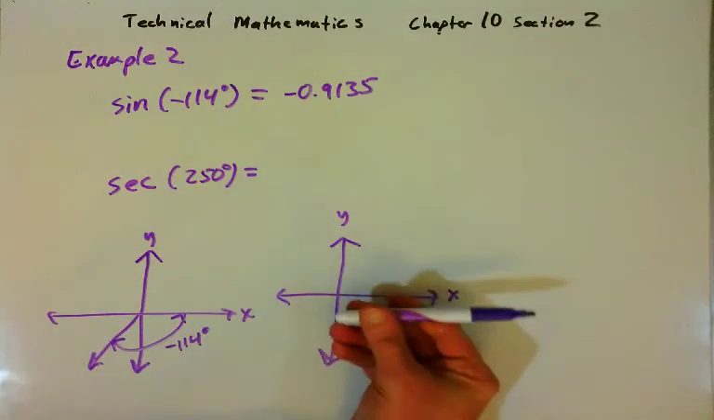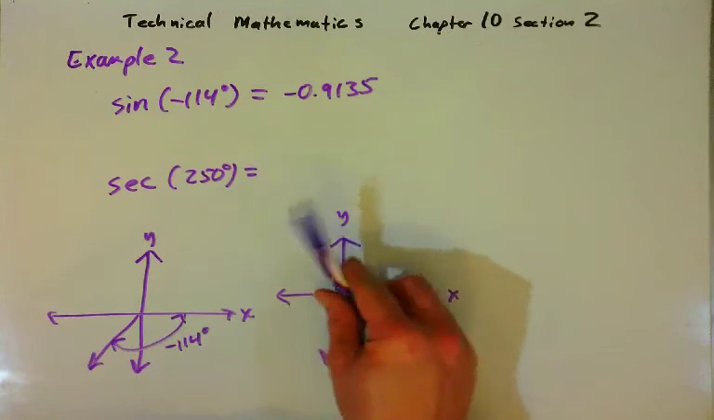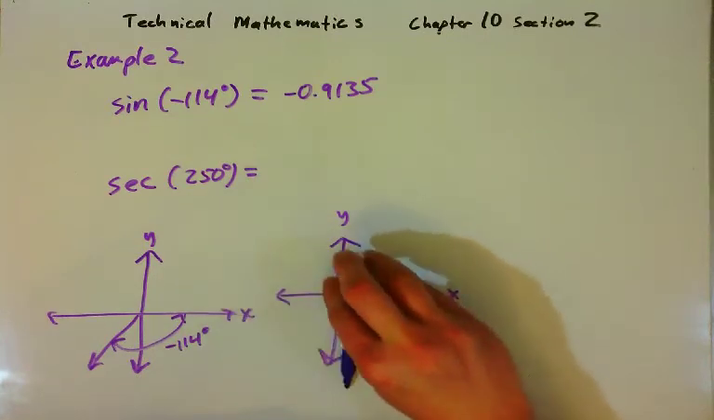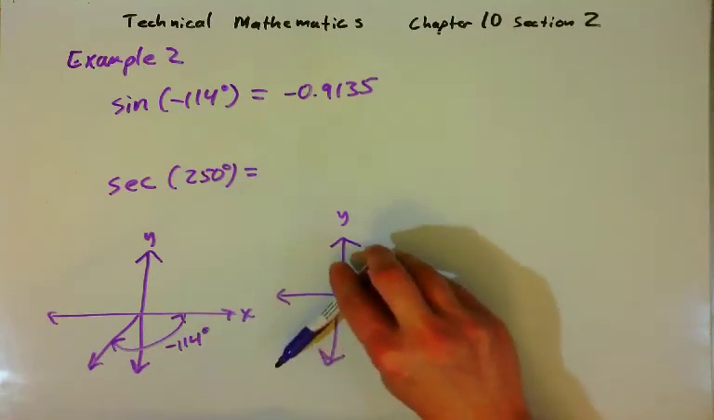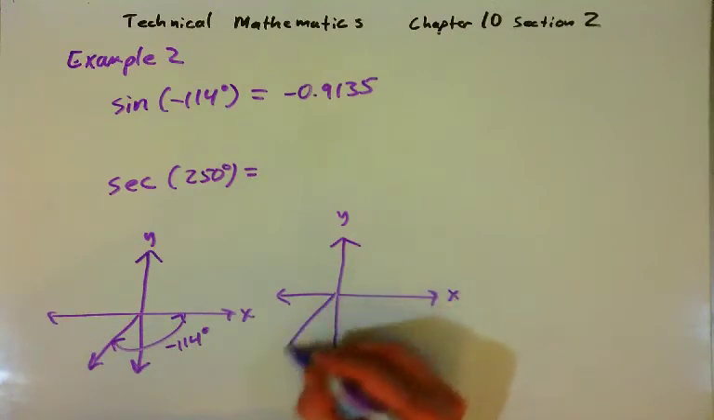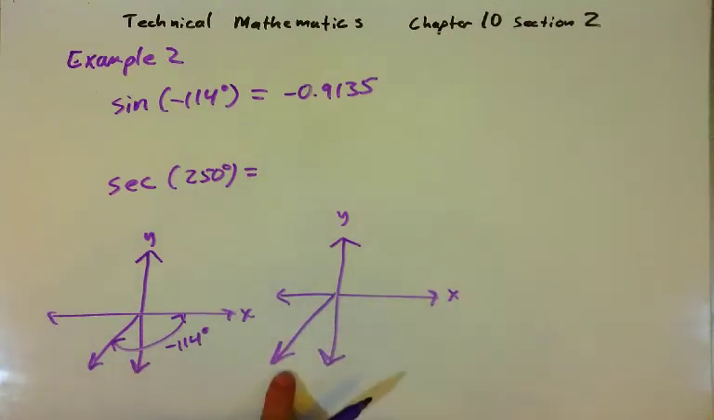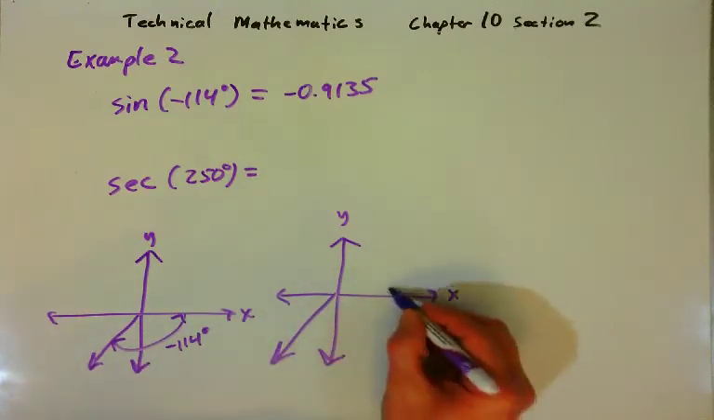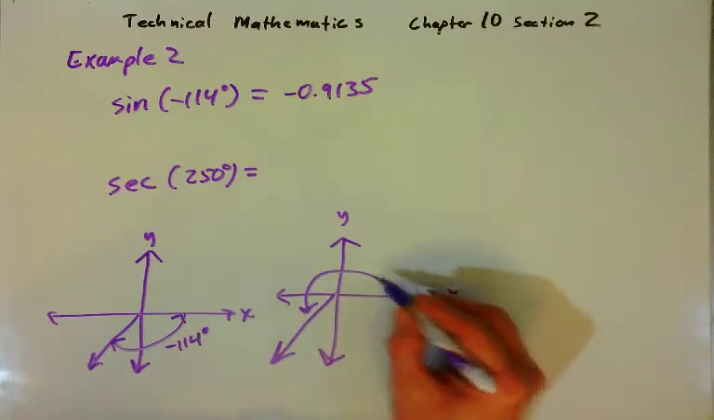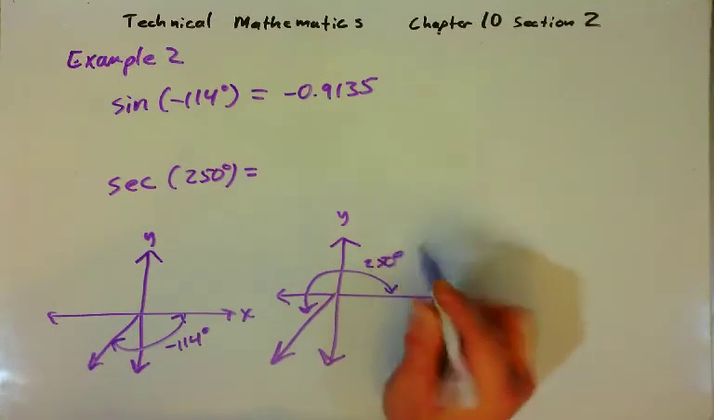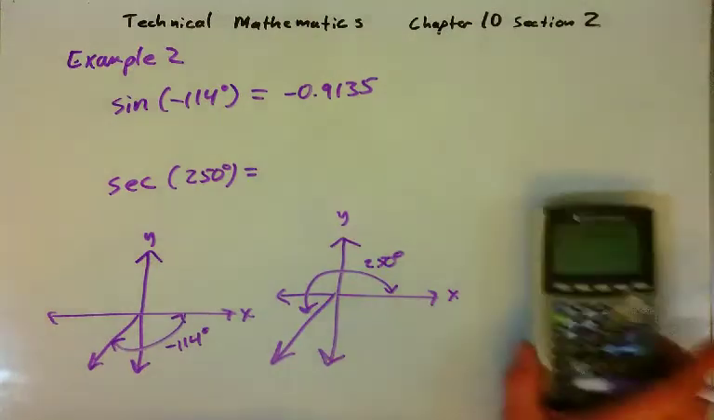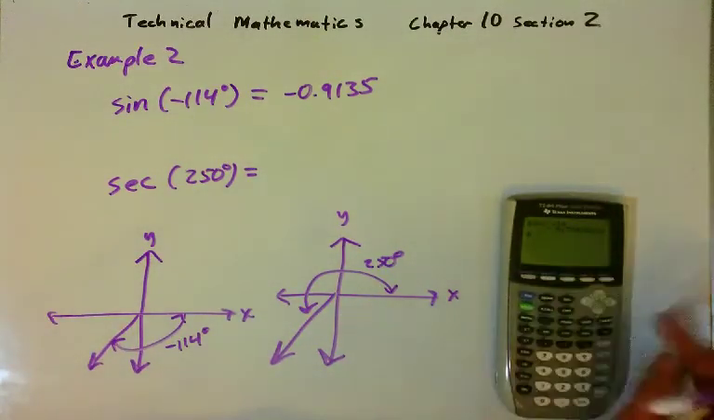So if we start here at the positive x-axis, that's 0. Here's 90, here's 180, 270 is down here, and 250 is right in here somewhere. Not the same angle, but they look like they're close. So here's 250 degrees. Now, your calculator probably does not have a secant button, right?